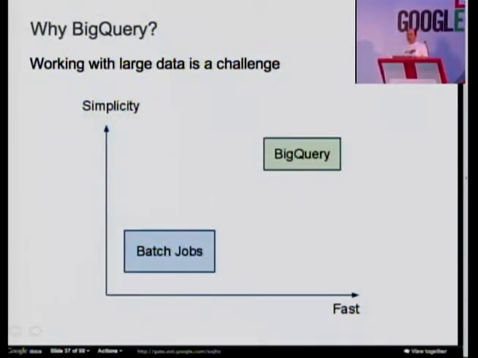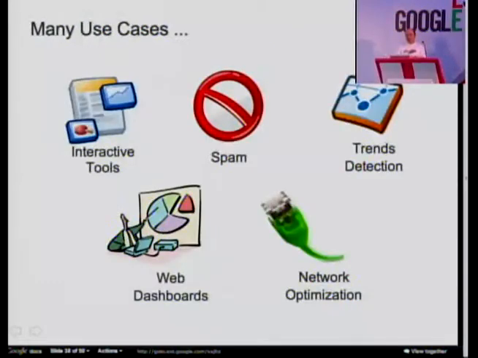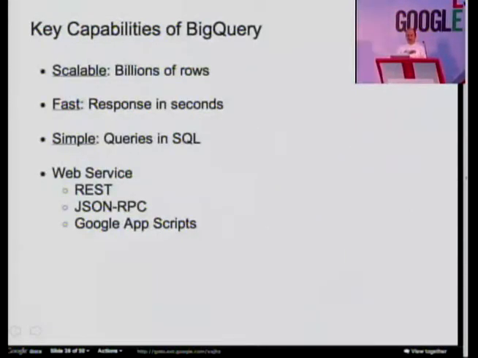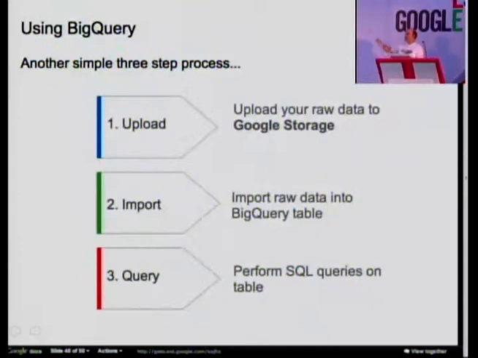The cool thing about BigQuery is that it's both fast and very simple, whereas other traditional large data processing are typically batch jobs, and they tend to be slow and complex. Also, there are many use cases. You can do trends detection, scientific applications, and so forth. The process by which you do it is very similar. You upload your data, you import it into a BigQuery table, and then you perform the SQL queries. Okay? And that's pretty much it.